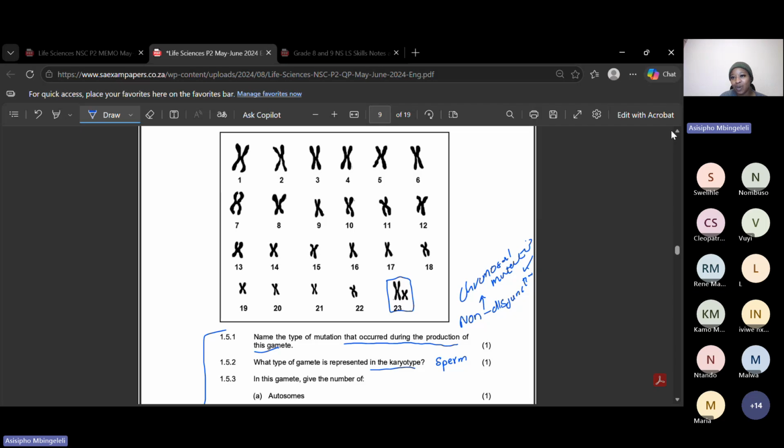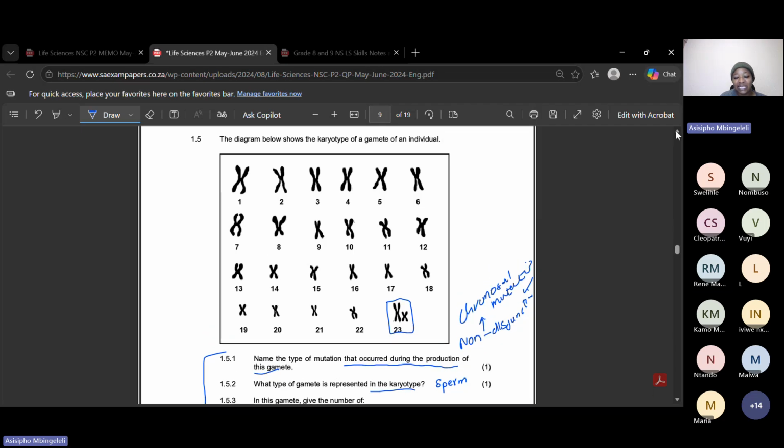I'll read it here on top first. Remember, this is a karyotype, and the karyotypes that we normally do would be karyotypes with 46 chromosomes, showing all the chromosomes of a human individual. But here, this is a karyotype showing a gamete of an individual. So the expectation here is for us to have 23 chromosomes. But how many do we actually have in this karyotype? We have 24, because something happened here.